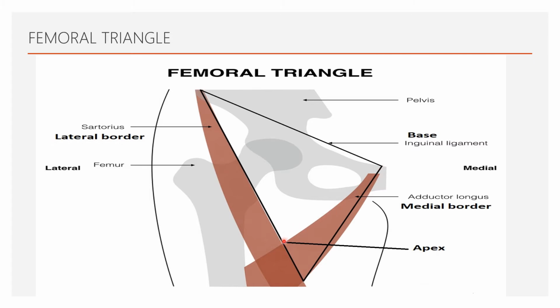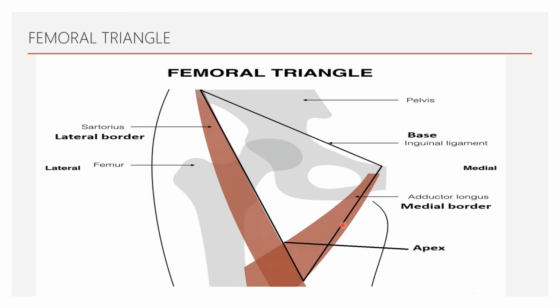Next is apex. You can see this is apex. The apex is a pointed narrow part of the femoral triangle. It is facing downwards. It is formed by merging of two muscles, adductor longus and sartorius.